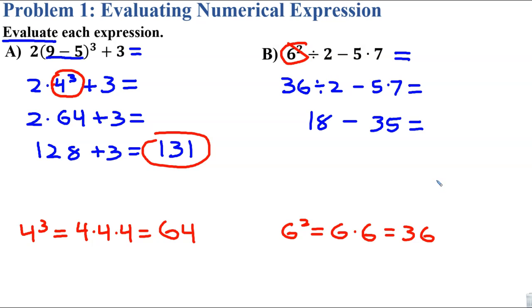Last step, addition, subtraction. Again, do them from left to right. We've got subtraction here. So if I go 18 minus 35, I'm going to get a negative answer. We'll say negative 17. Again, a reminder, anytime you have a smaller number minus a bigger number, your answer will be negative. So we get a negative 17 there.